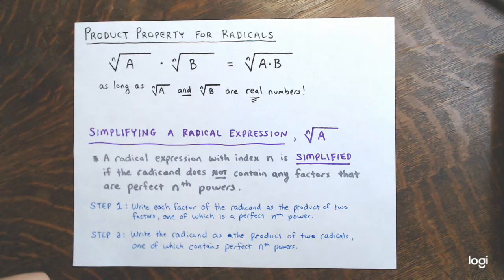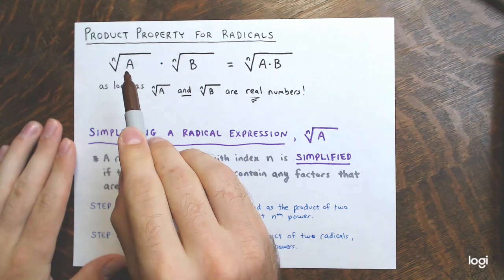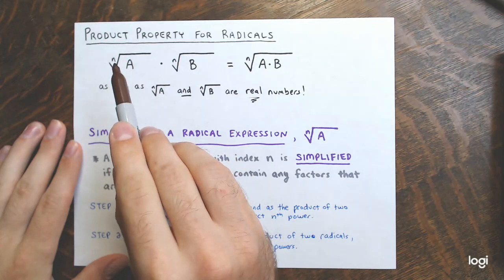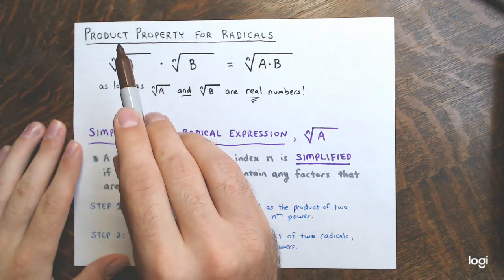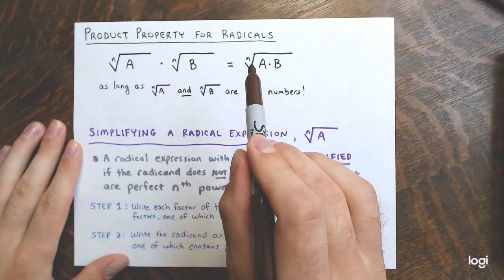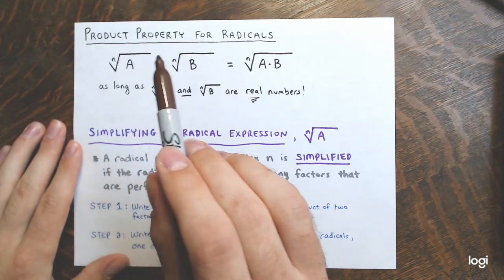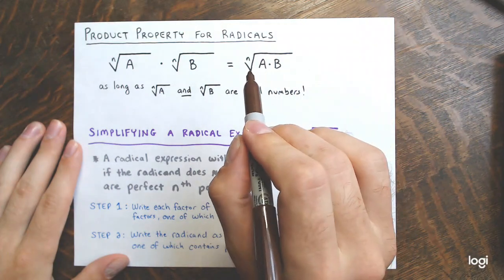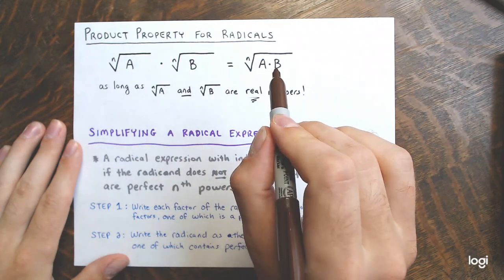Top of the page I have a refresher of what the product property for radicals is. It states the following: the nth root, a radical symbol with the index of n, the nth root of a times the nth root of b will be equal to the nth root. Notice it's the nth root throughout. You don't have a square root here and a cube root there. It's all the same root. It will be equal to the nth root, and the radicand is simply the product of these two, so the radicand is a times b.